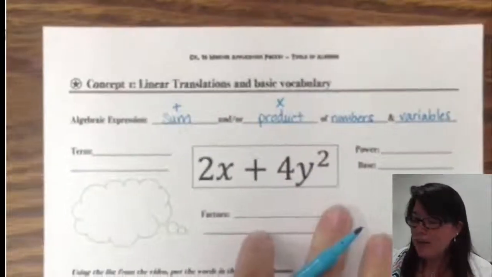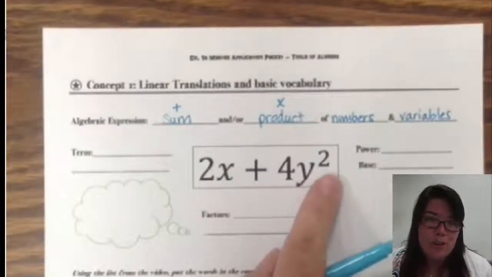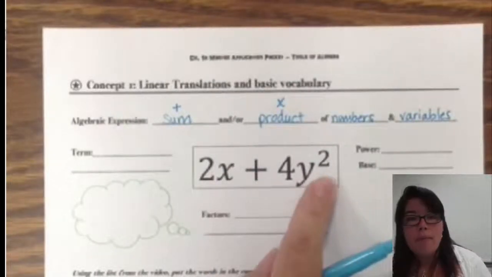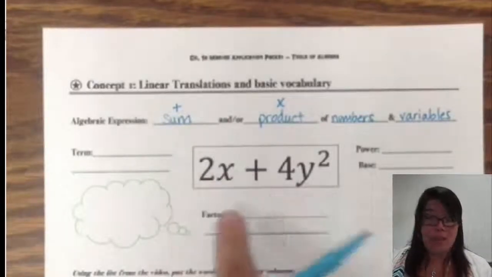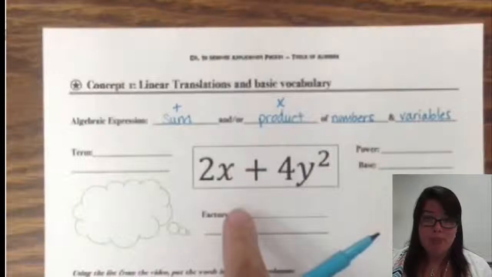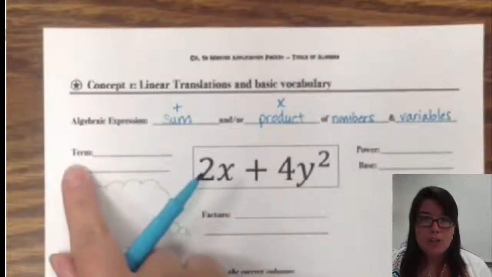So I have an example here for you. 2x plus 4y squared is an example of an algebraic expression. We have numbers, we have variables, they're being added and multiplied together. So that's what this is, an algebraic expression. But we can break it down into even smaller parts, which we call terms. So what is a term?